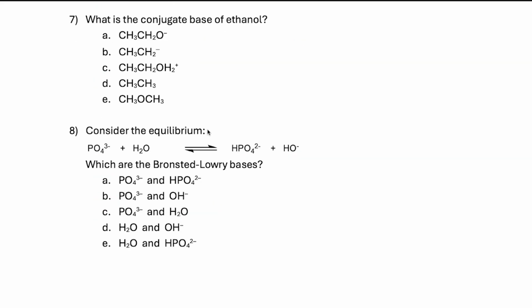The next problem is asking us, what is the conjugate base of ethanol? So when ethanol acts as an acid, what does it become? Well, ethanol is CH3CH2OH, right? 2 carbons. And so when it acts as an acid, it ends up donating a proton and becoming CH3CH2O minus, which is the conjugate base. And so the correct answer choice is A.